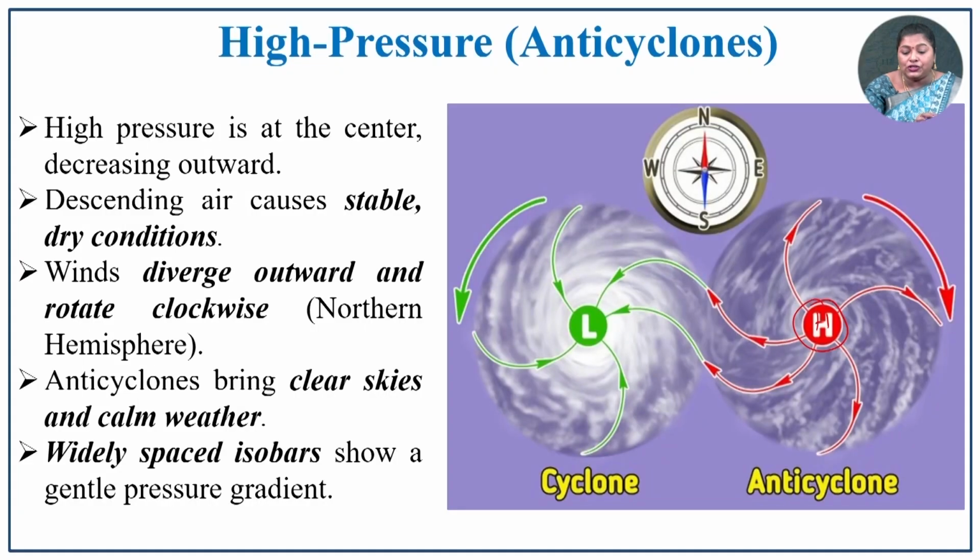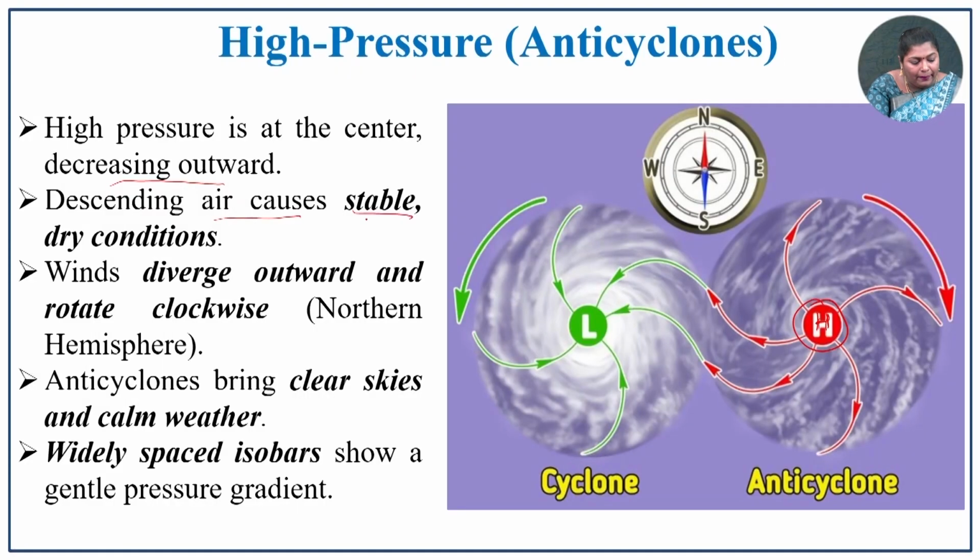That is the high pressure anticyclone. The high pressure will be at the center, represented as the letter H, and this high pressure will be decreasing outward. In the cyclone it increases from the center. Here it is decreasing from the center, that is outward it is decreasing. The descending air causes stable dry conditions. So, in this anticyclone high pressure region, the air will be stable and in a dry condition. The wind diverges outwards. In the low pressure, the wind converges.